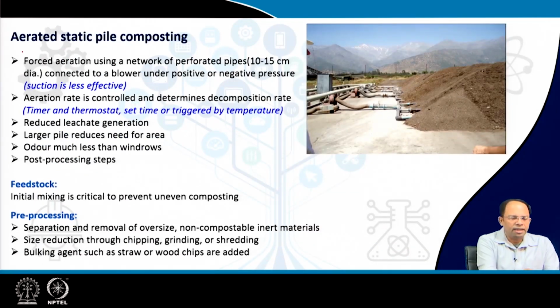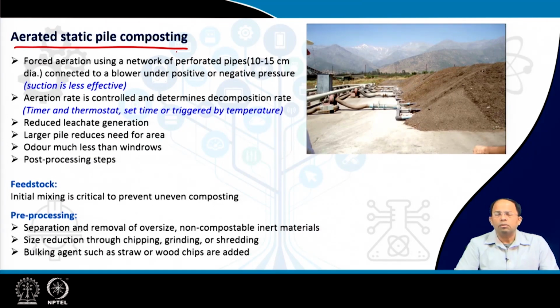Then coming to aerated static pipe composting. In one way we can say it's also windrow composting, but instead of a turning machine or a turning schedule, it's a static pile. That means we don't turn it, but it's an aerated static pile, which means we put air inside these piles. So you can see the compost with these kinds of pipes over here.